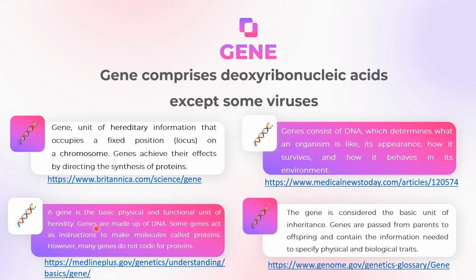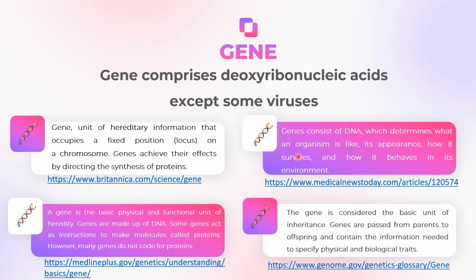Okay, let's go to medlineplus.gov and see how they define a gene. Their definition is that a gene is the basic physical and fundamental unit of heredity. Genes are made up of DNA. Some genes act as instructions to make molecules called proteins. However, many genes do not code for protein. Okay, let's go to genome.gov. Their definition: the gene is considered the basic unit of inheritance. Genes are passed from parents to offspring and contain the information needed to specify physical and biological traits.